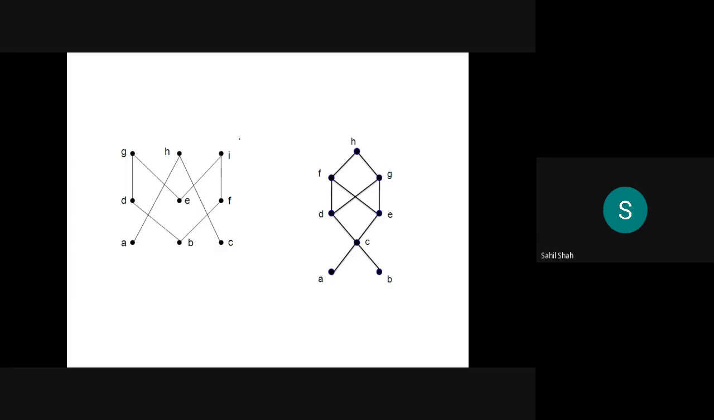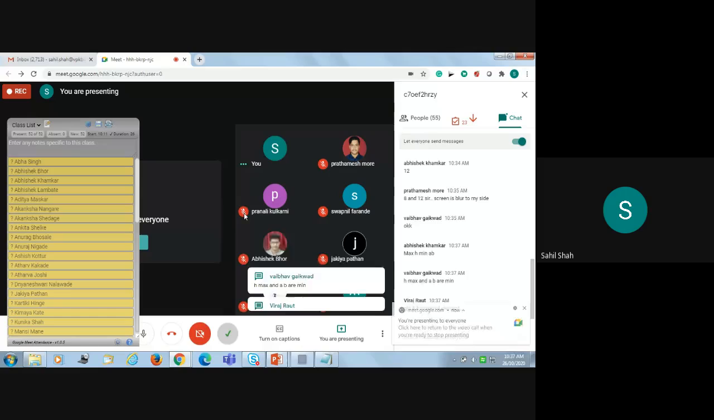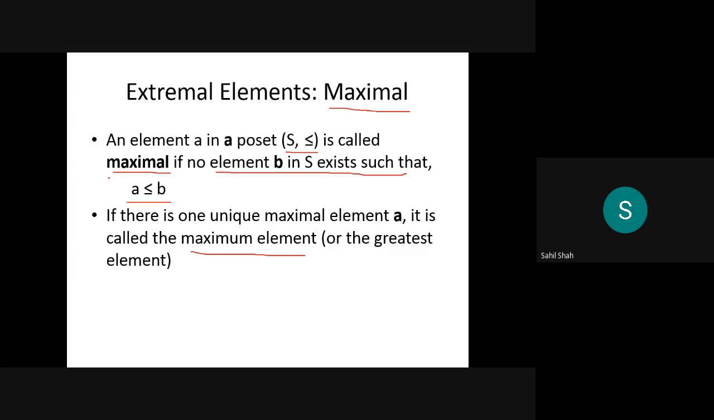Okay. So questions for you. Can you tell me what the maximal elements and minimal elements are for this example as well as this example, quickly? Can you tell me what the maximal elements are for this diagram? Max is H. See, again you are making confusion. Try to understand the definition. You could have multiple elements, no problem. I have not asked you what the maximum element is. I am asking you what the maximal element is. There can be more than one maximal element as well.